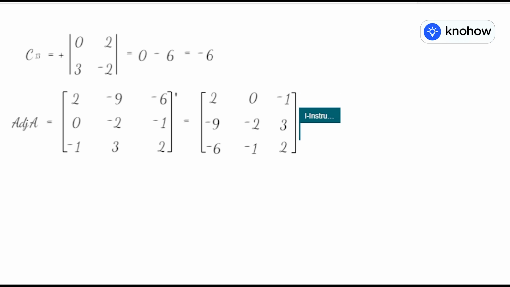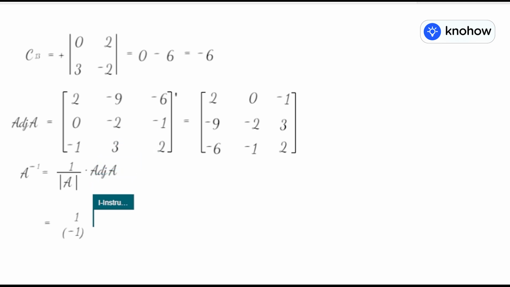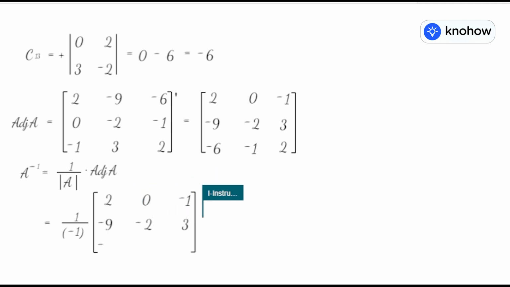So now we have already got adjoint A. So what about the inverse? A inverse is defined as 1 by determinant A into adjoint A. The value of determinant A you worked out as negative 1. So 1 upon negative 1 times the value of adjoint A, which is 2, 0, minus 1, minus 9, minus 2, 3, and minus 6, minus 1, 2.